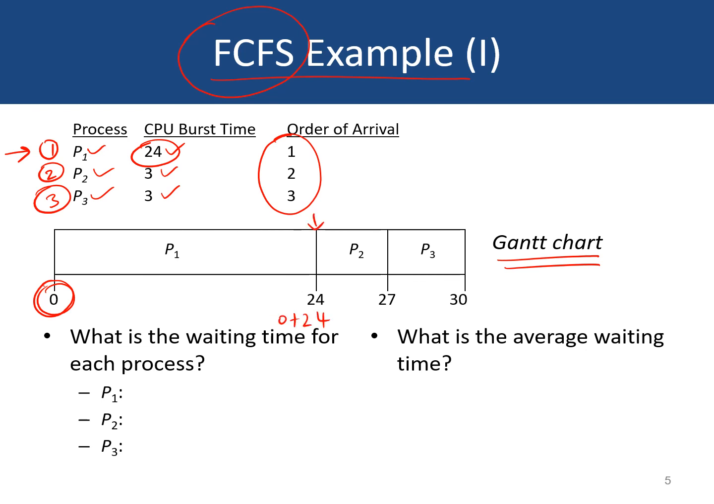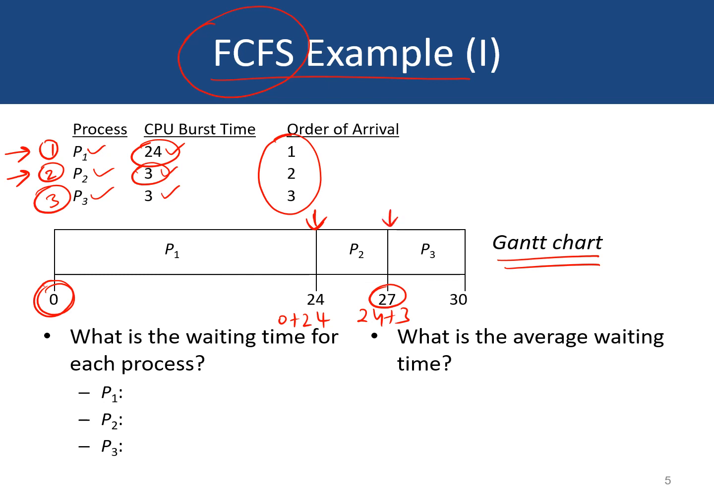When P1 finishes, now we need to figure out which process should go next. So note that in FCFS we schedule processes in their arrival order, right? So P2 arrived second, followed by P3. So we'll now pick P2 for execution on the CPU. P2 will start at time 24, and because P2 requires 3 milliseconds, it would run until 24 plus 3, 27 milliseconds or 27 time units.